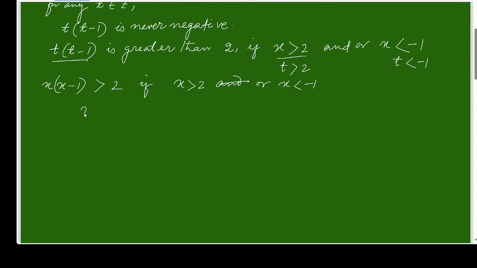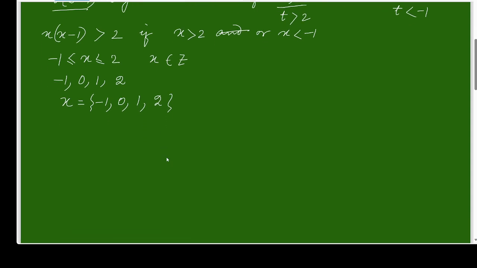So what should be the value of x? It should be from minus 1 to 2, and it should be an integer. So x has values minus 1, 0, 1, 2. The same values will be for y also, but how to pair them? When x is minus 1, what will be y?